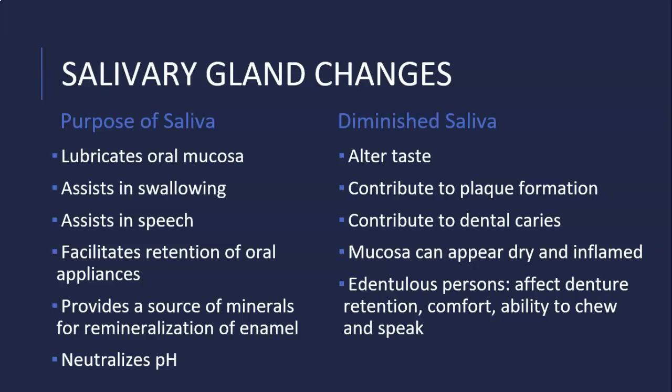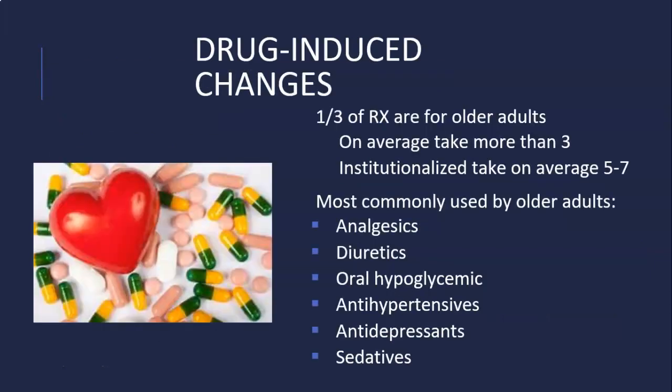If there's diminished saliva, then we're going to have all these negative effects, like altered taste. Things aren't going to taste the same or as good. We're going to have a lot more plaque retention, which is obviously going to lead to more caries. We're going to see more inflammation in the mucosa; mucositis appears dry and inflamed. With someone who's edentulous, there are effects on the retention of the denture, the comfort, and their ability to chew and speak with the denture in their mouth. It just makes the whole thing a lot more uncomfortable and difficult.